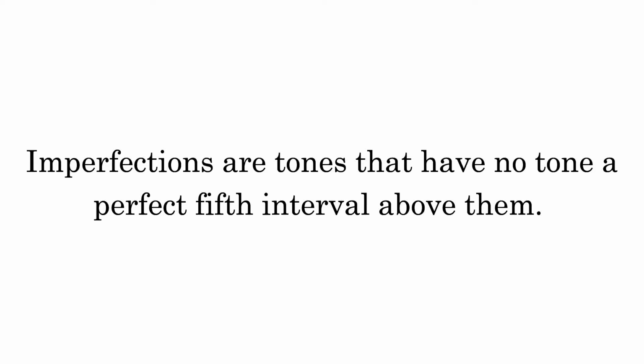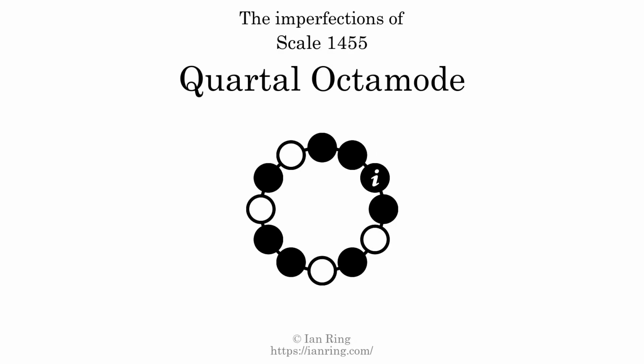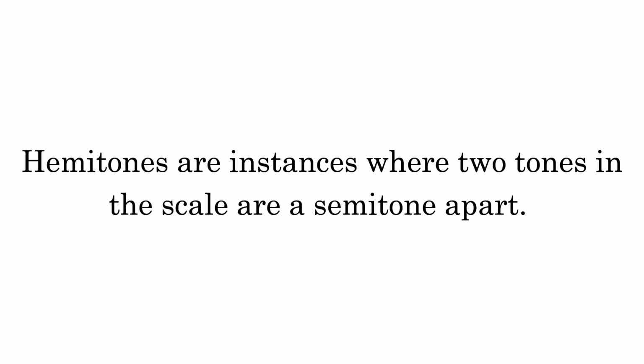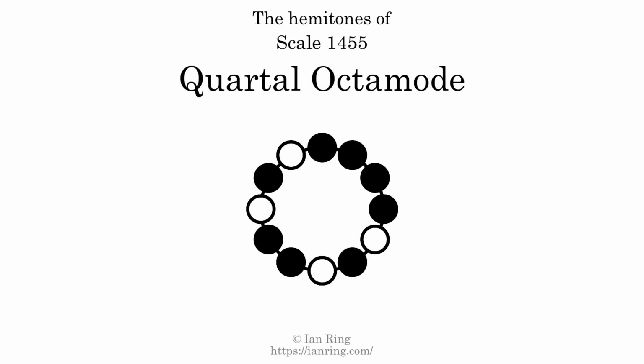Imperfections are tones that have no tritone or perfect fifth interval above them. This scale has 1 imperfection. Here, hemitones are instances where 2 tones in the scale are a semitone apart. This scale has 4 hemitones. They are at positions here, here, here, and here.